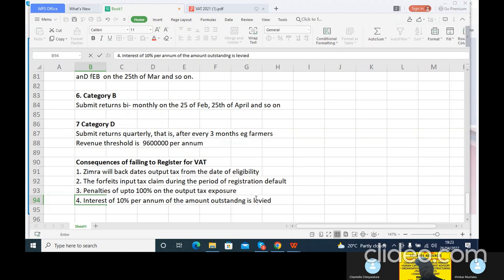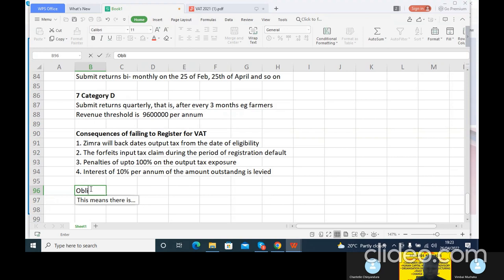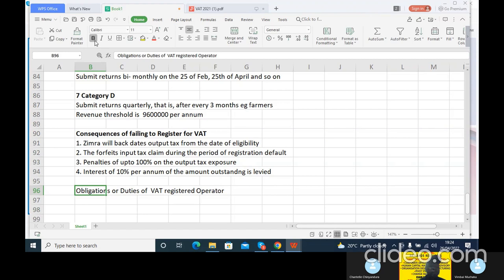Now, once registered, there are obligations. Obligations of the registered operator, or duties. We are simply talking of a VAT registered operator here, not anyone. Duties of a VAT registered operator.